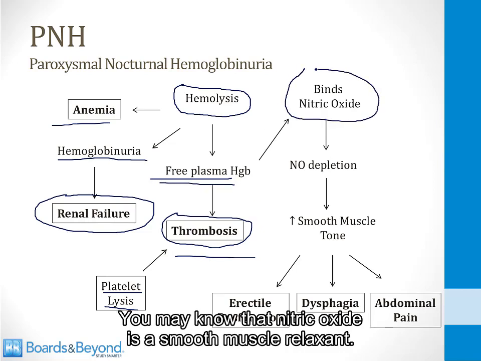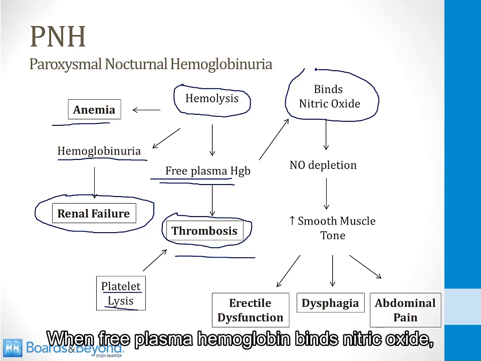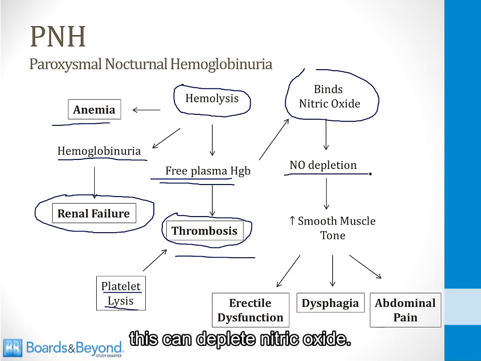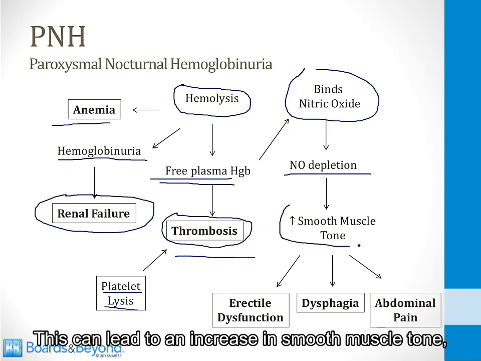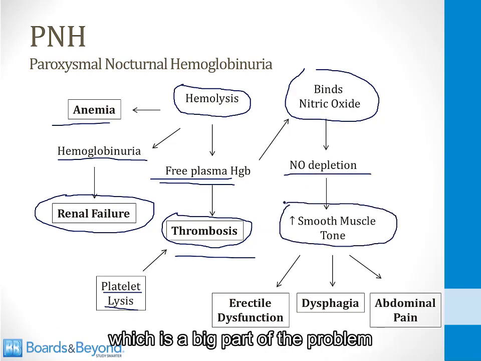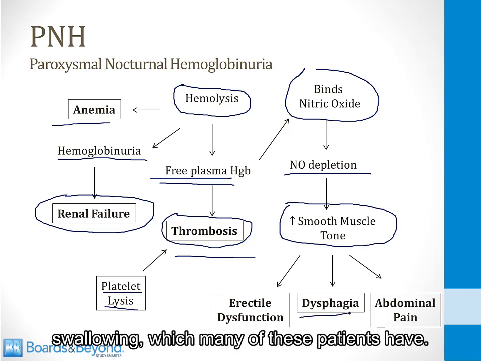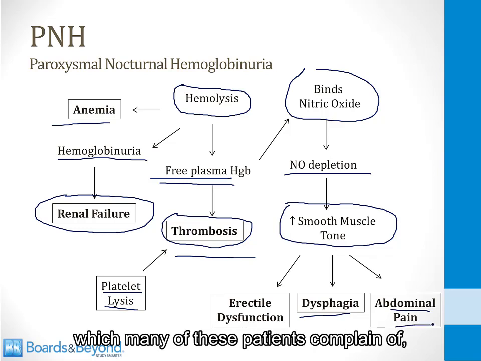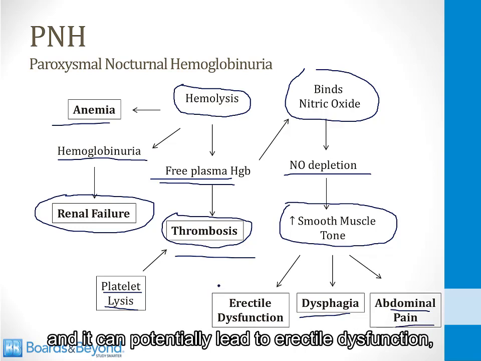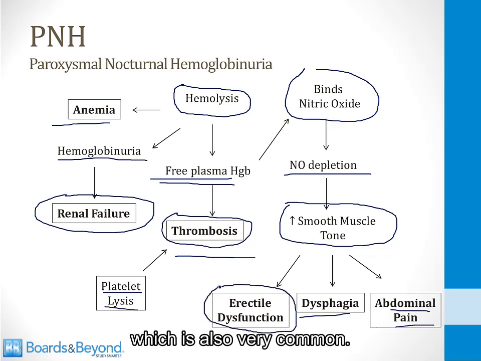You may know that nitric oxide is a smooth muscle relaxant. When free plasma hemoglobin binds nitric oxide, this can deplete nitric oxide. This can lead to an increase in smooth muscle tone, which is a big part of the problem in this disorder. That can lead to problems swallowing, which many of these patients have. It can lead to abdominal pain, which many of these patients complain of, and it can potentially lead to erectile dysfunction, which is also very common.